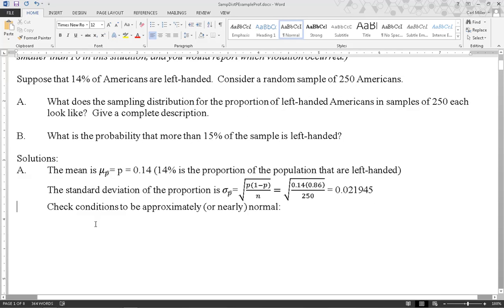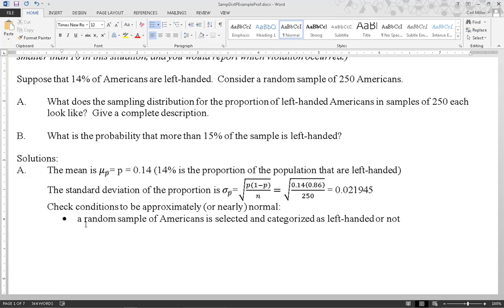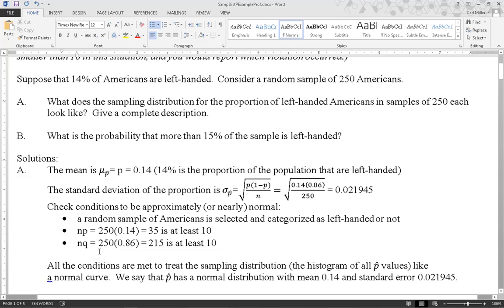Check conditions to be approximately normal or nearly normal. A random sample of Americans is selected and categorized as left-handed or not. N times P equals 250 times 0.14, which is 35, and 35 is at least 10. N times Q equals 250 times 0.86, which is 215, which is at least 10.